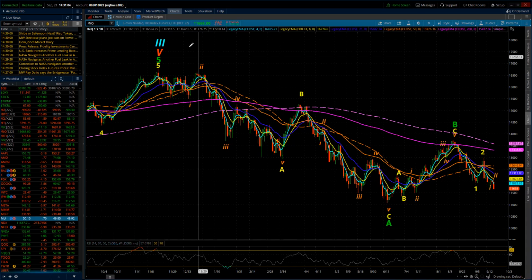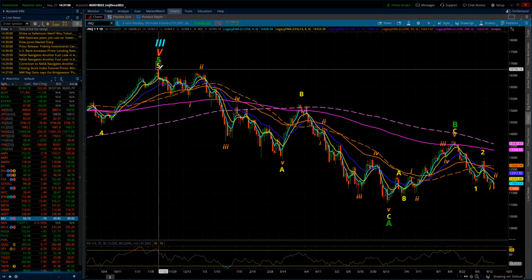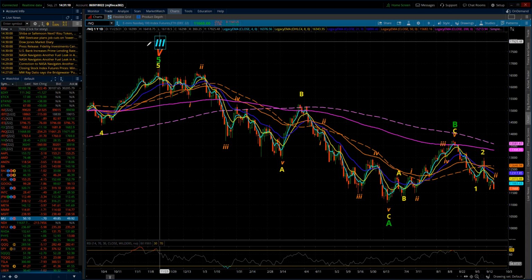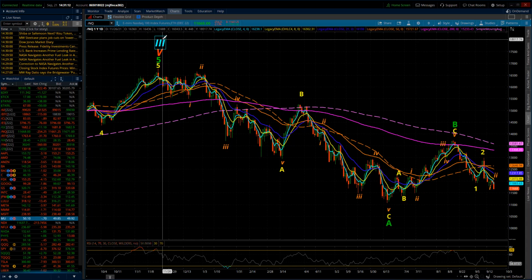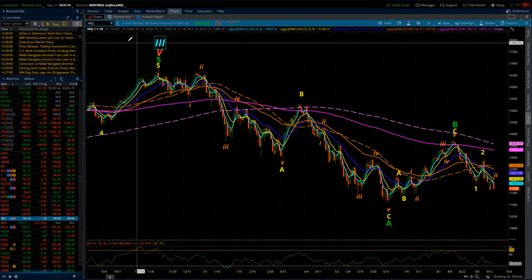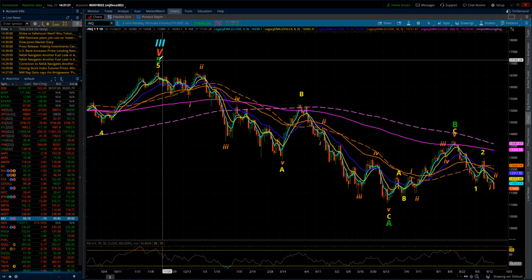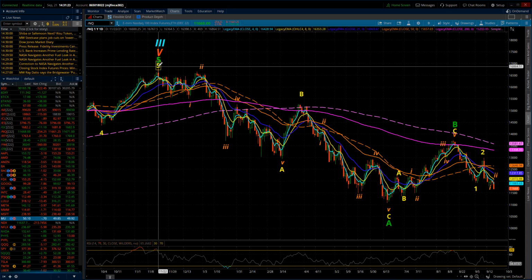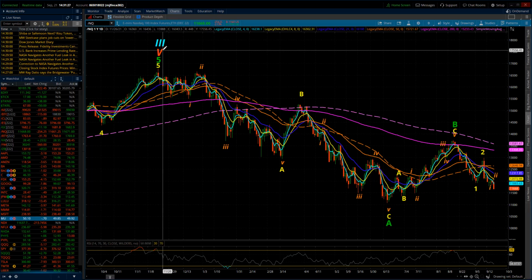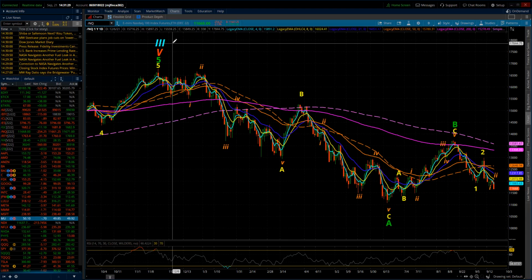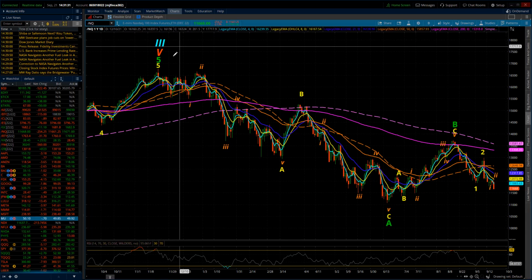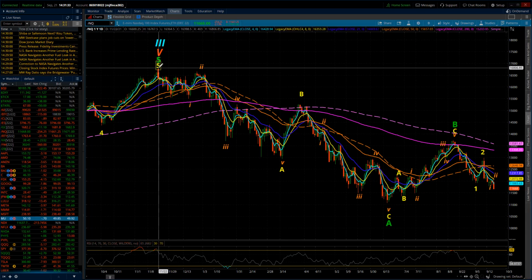So anyway, at the all-time highs, both the NASDAQ and the S&P, we completed a supercycle wave 3. At the same time, going down in degree, we completed a cycle 5, we completed a primary 5, and we completed an intermediate 5th wave. Now we're in a supercycle wave 4 correction.